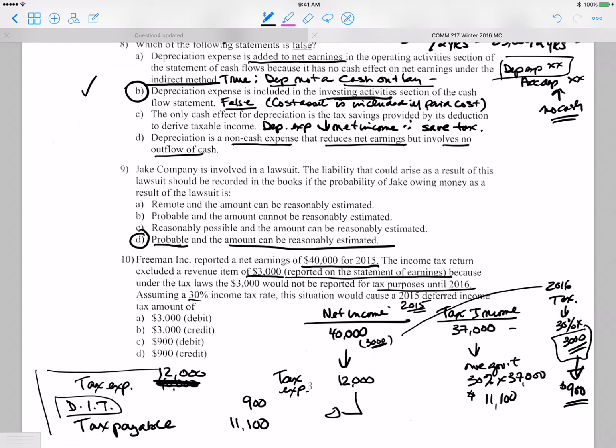So let's look at our journal entry to figure out the answer. What answer are we looking for? We don't have a $3,000 debit in the DIT account. No. The deferred income tax is a $900 credit. So the correct answer is D.